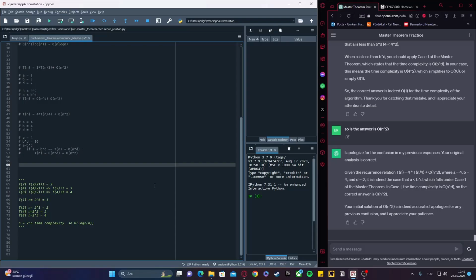Okay, we are continuing with the second chapter of the homework with the recurrence relations.